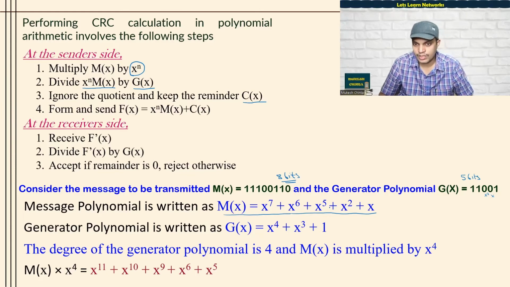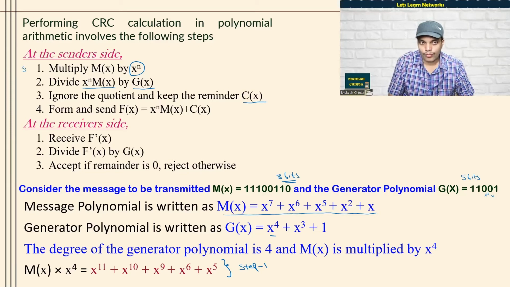For this example, this is m of x and x power n is x power 4, because this is the highest degree of your generator polynomial. So you multiply m of x into x power 4. What do you get? X power 7 into x power 4, x power 11, plus x power 4 into x power 6, x power 10, plus x power 4 into x power 5, x power 9, plus x power 4 into x square, x power 6, plus x power 4 into x, x power 5. So this is the resultant of step 1.